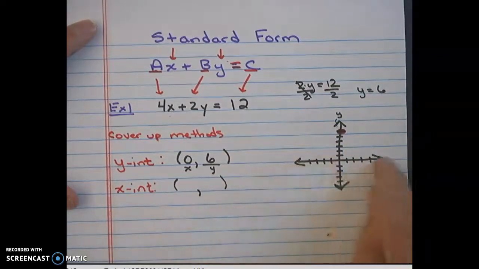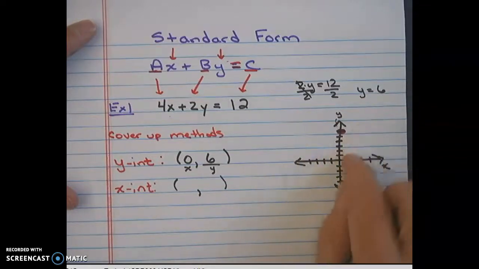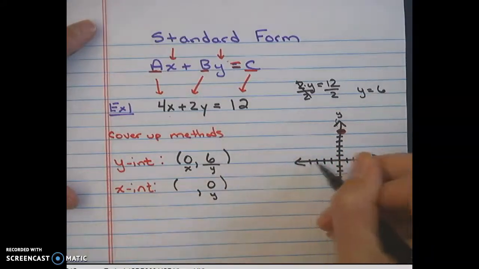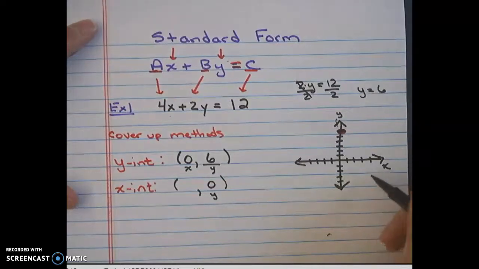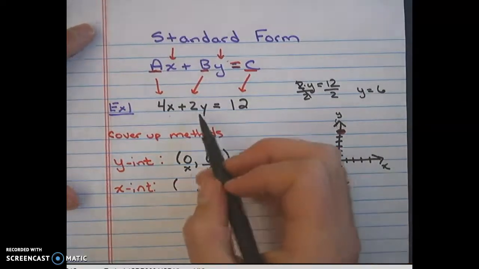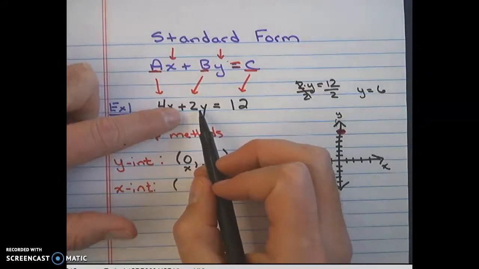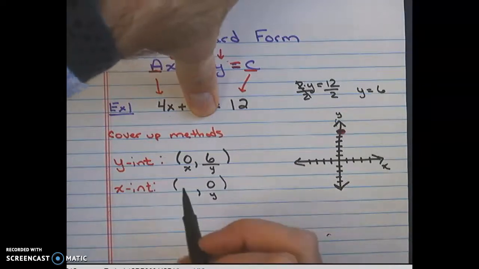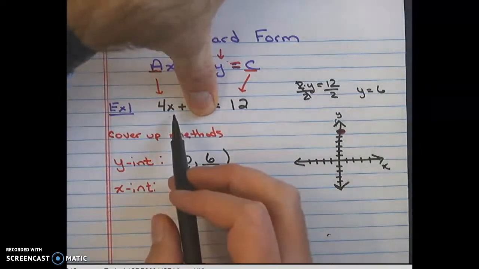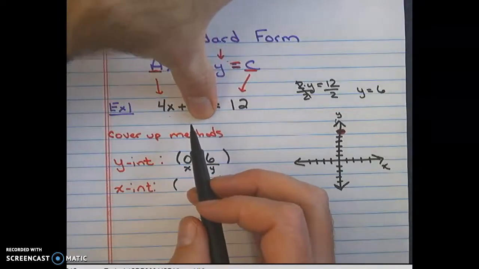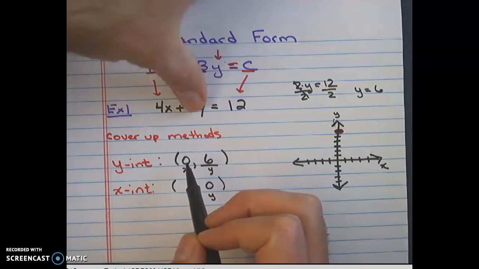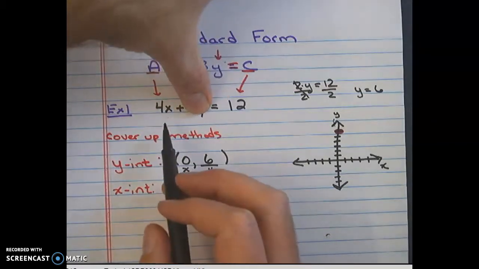Now I know if it's going to touch the x-axis, I'm going to have an x value, but my y value, how high I go up or down, is going to be 0. I know my y value is going to be 0, otherwise it's not going to be on the x-axis. So again, I can use the cover-up method, because if I plug in 0 here, 2 times 0 is nothing. So I can just cover up the y value. That's why we call it cover-up. If I want to find the x-intercept, I'm covering up the y. If I want to find the y-intercept, I cover up the x.